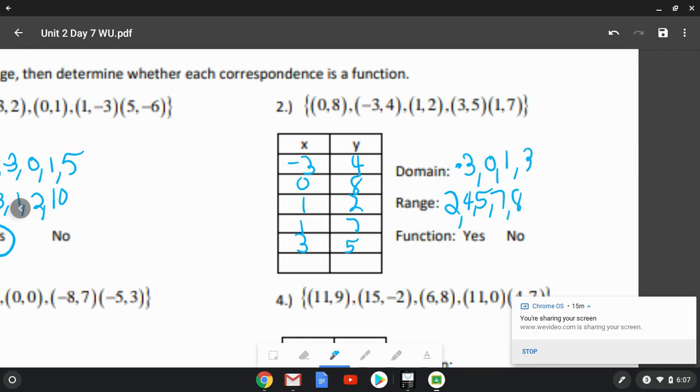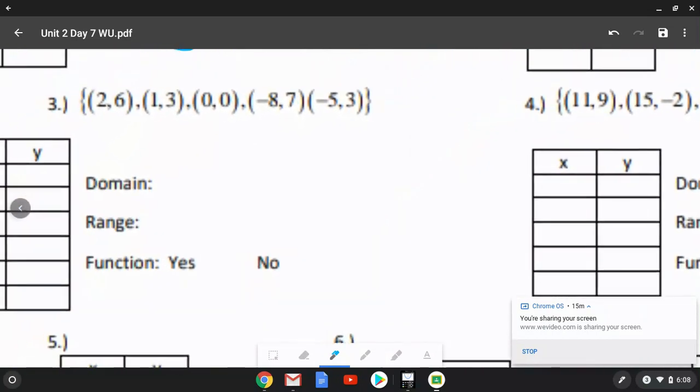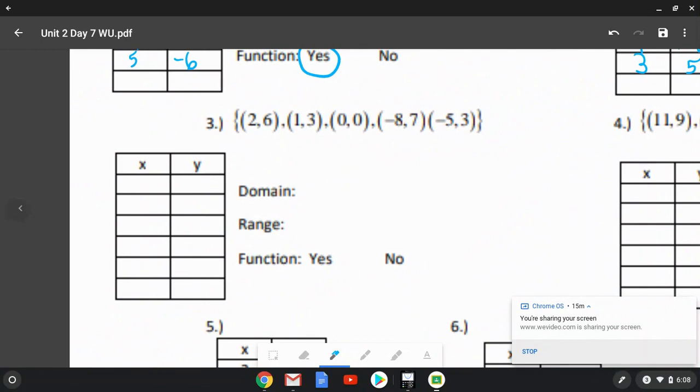Now we have to ask ourselves, is every input connected to only one output? Well, we have one that's connected to two different outputs, so that's an issue for our function. One is connected to the number 2, and one is connected to the number 7. So this would be no, it's not a function. It does not work. All right, so why don't you guys pause and try these next two on your own, and I'll do them quickly for you over here as well.